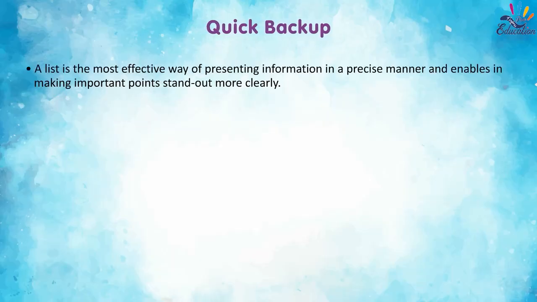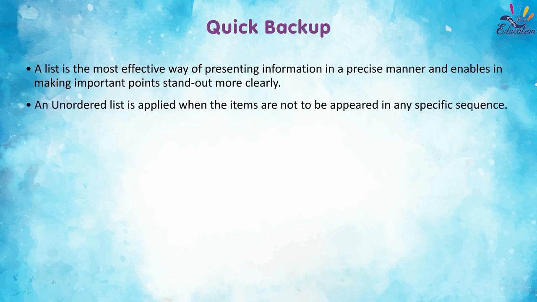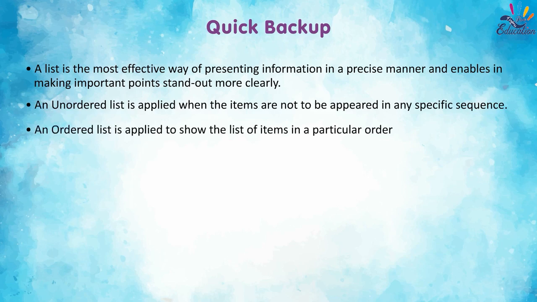Quick backup. A list is the most effective way of presenting information in a precise manner and enables making important points stand out more clearly. An unordered list is applied when the items are not to appear in any specific sequence. An ordered list is applied to show the list of items in a particular order.